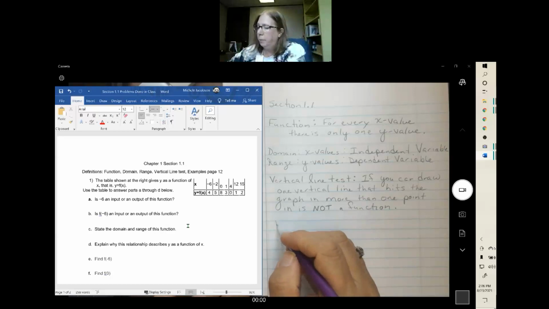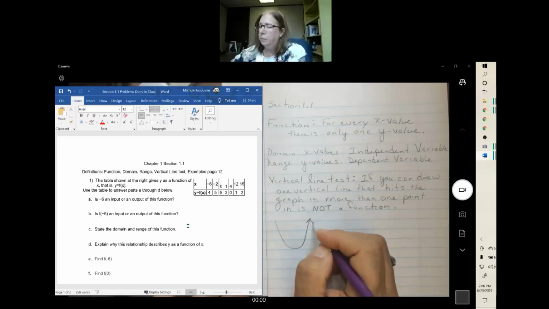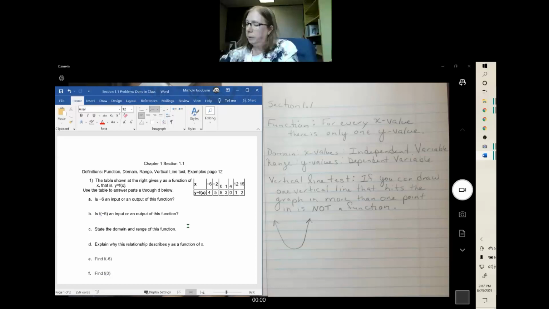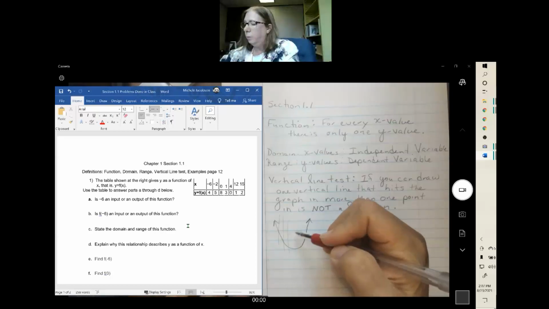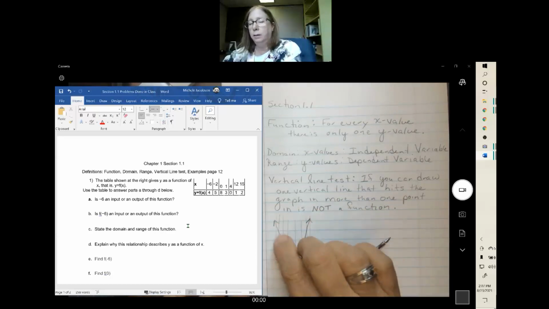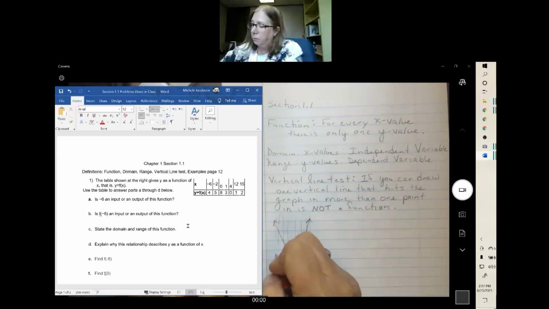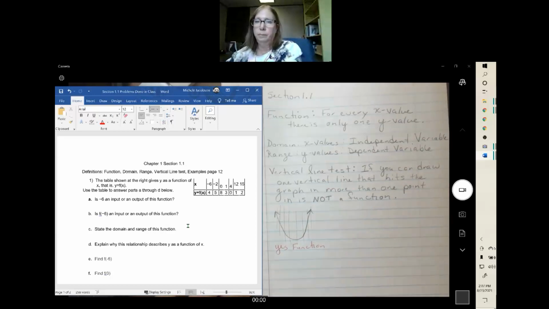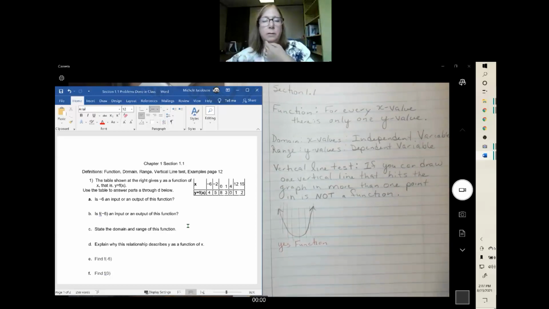So if we think about a parabola, and if we draw vertical lines, can we draw a vertical line that will hit the graph in more than one spot? You want to think of the vertical lines. Notice no matter where I put the vertical line, I'm only hitting this line in one spot. So this is a function. Any questions so far?